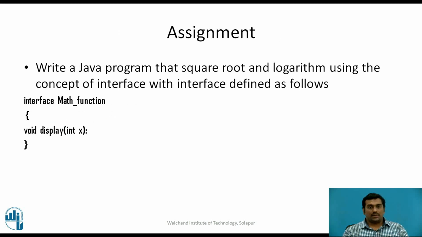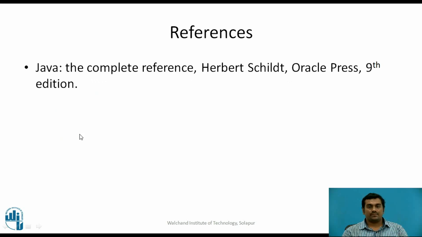Now all of you are aware of what interfaces are, how to implement them and why they are used. Based on the content which you have studied, write a Java program that finds square root and logarithm using the concept of interface. Here you can define the interface in this fashion. Define interface math function, and here you can write void display integer x. These are the references which you can use.